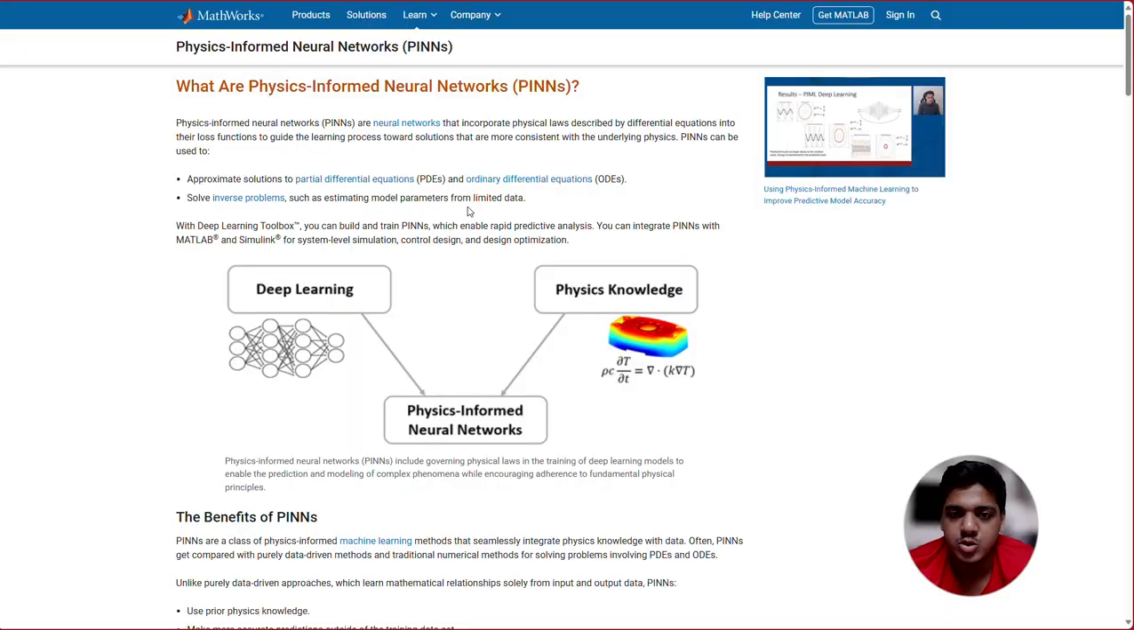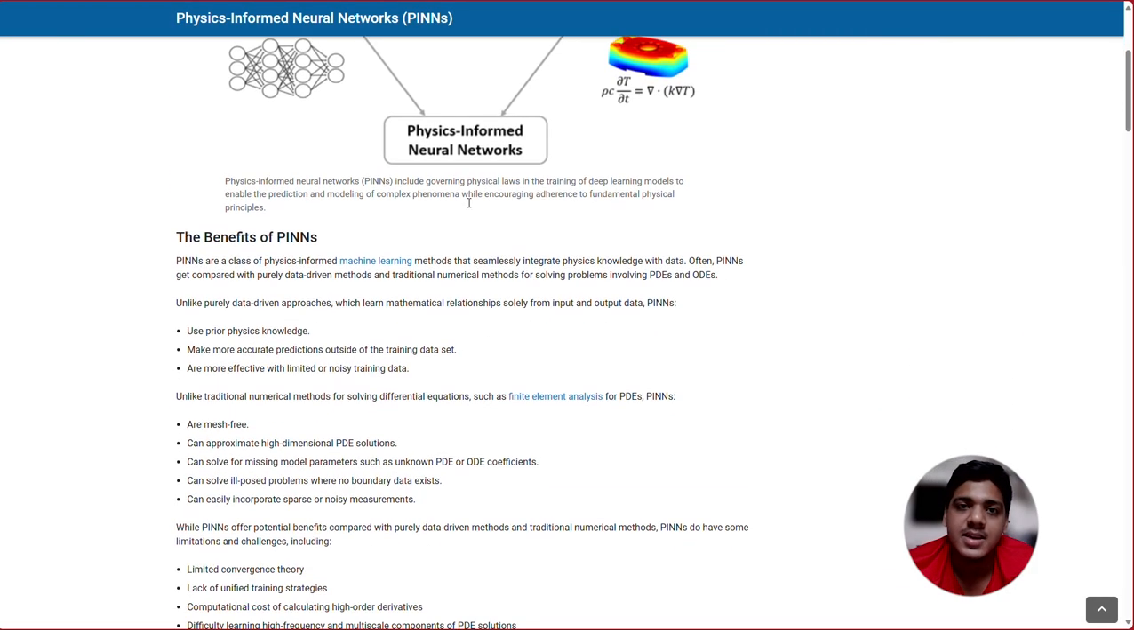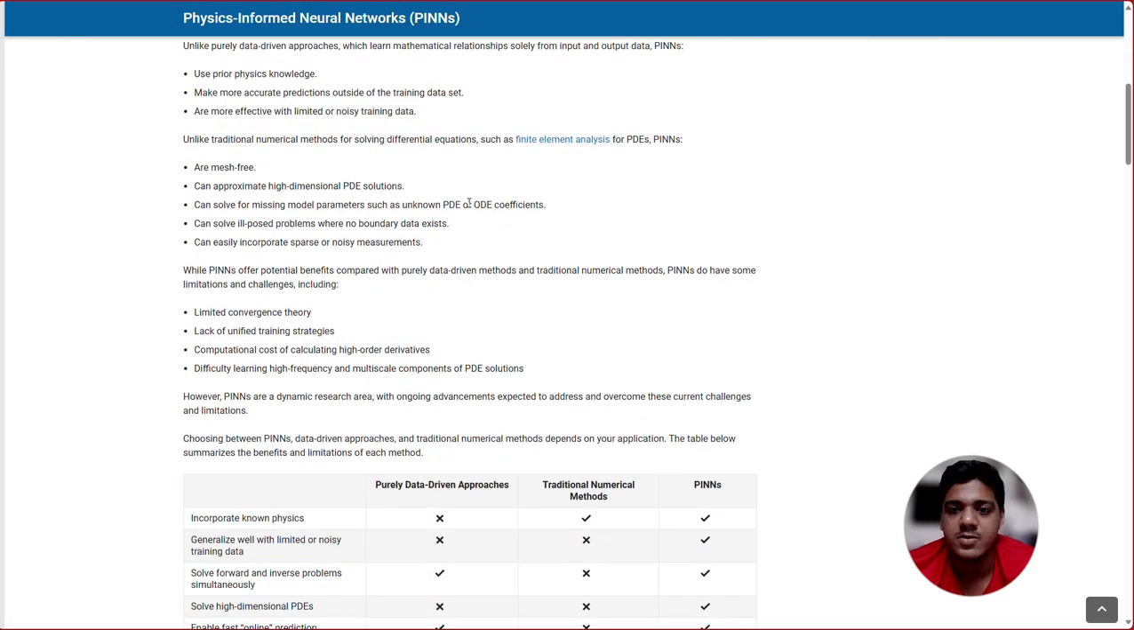What are PINNs? Imagine a super smart robot that not only learns from examples but also follows the rules of the universe. What are the rules of the universe? Yeah, you guessed it right. The rules of physics.